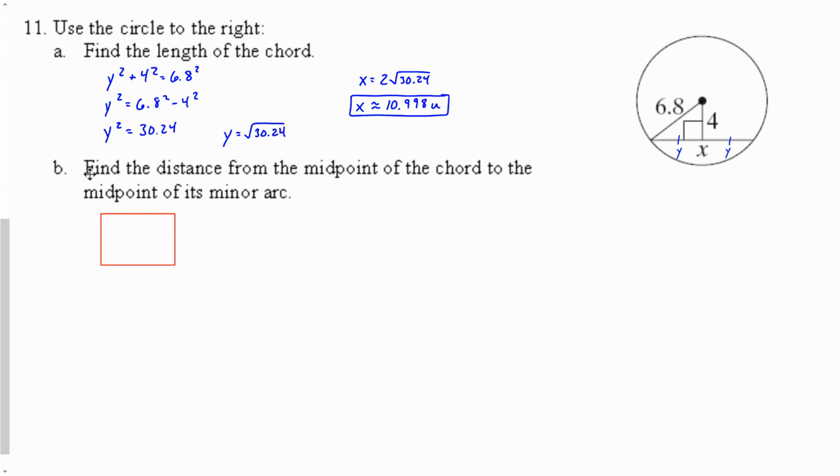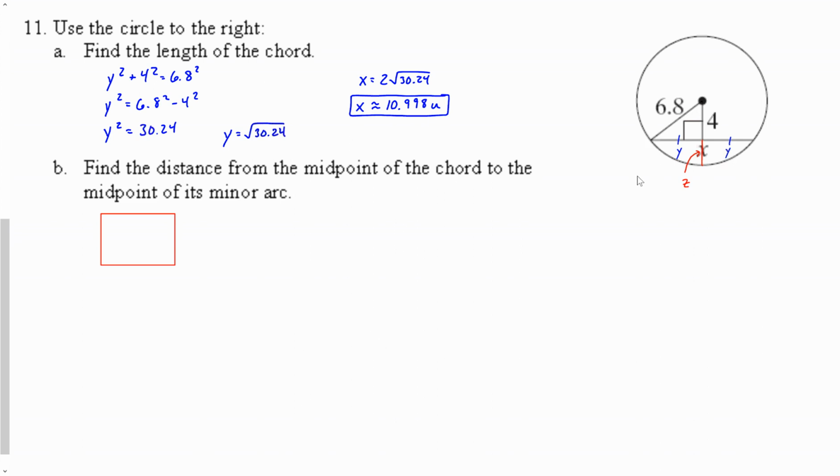Part B tells us to find the distance from the midpoint of the chord. Remember, this is being bisected, so this midpoint is the intersection of this segment that's 4 units long and this chord, to the midpoint of its minor arc. So here's the minor arc that's related to this chord. The midpoint would be directly, if you continued that line straight to the edge of the circle, the distance from the midpoint of the chord to the midpoint of its minor arc is what I have labeled here as Z.